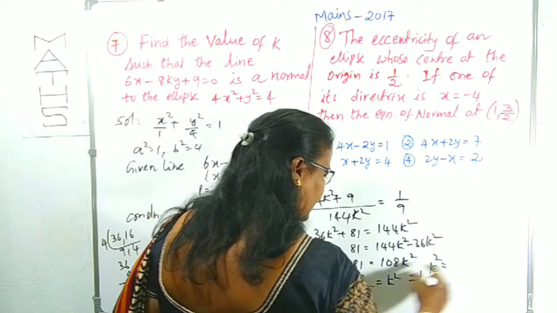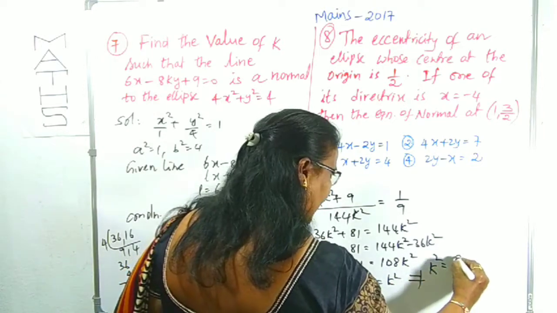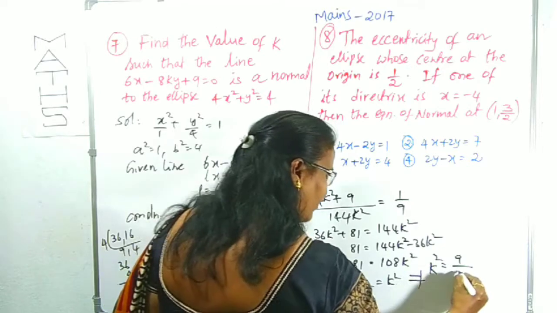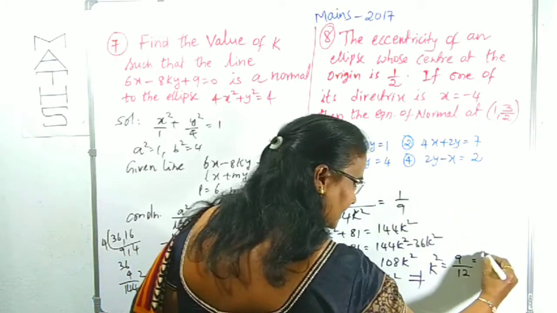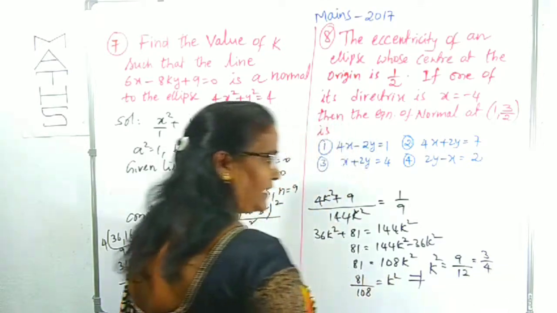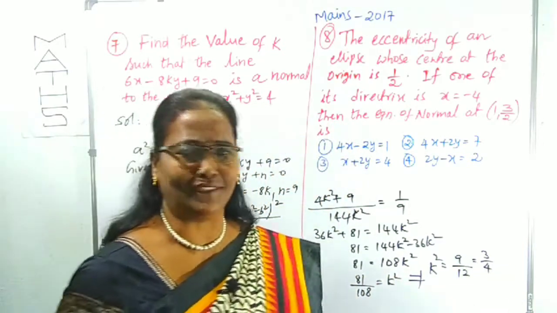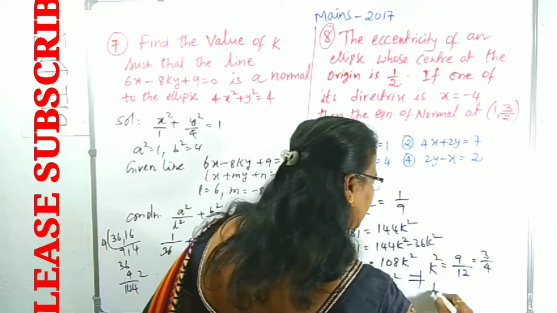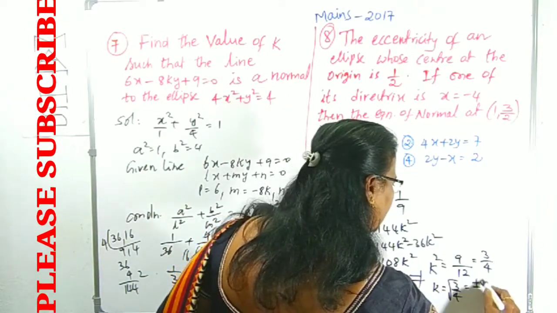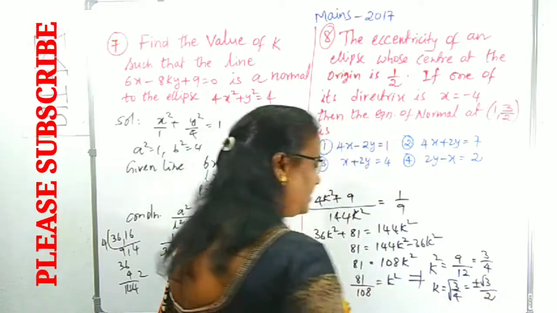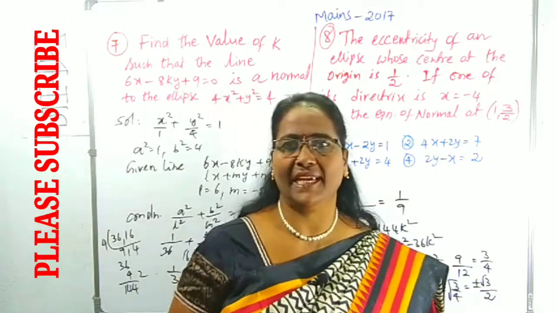9 ones are 9, 9 9s are 81; 9 ones are 9, 9 2s are 18. Again 3 will be cancelled: 3 3s, 3 4s. k square is equals to 3 by 4 we got. What is k? k is equals to root over 3 by 4, in the sense plus or minus root 3 by 2. Like this we can find out the k value.